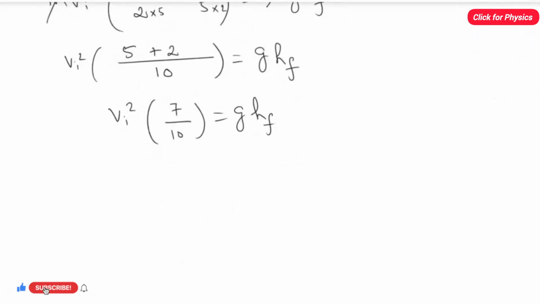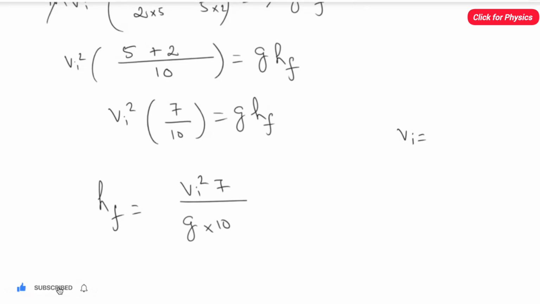Now I'm going to rearrange this equation in terms of hf, because that is our answer. We have to find the value of hf. If you rearrange, you will get hf equal to vi square times 7, divided by g multiplied by 10, right? Because I bring the g to the left hand side denominator. Now I have to substitute the value for the initial speed. In the question they clearly mention the initial speed of the solid ball is 10 meters per second, which is already given.